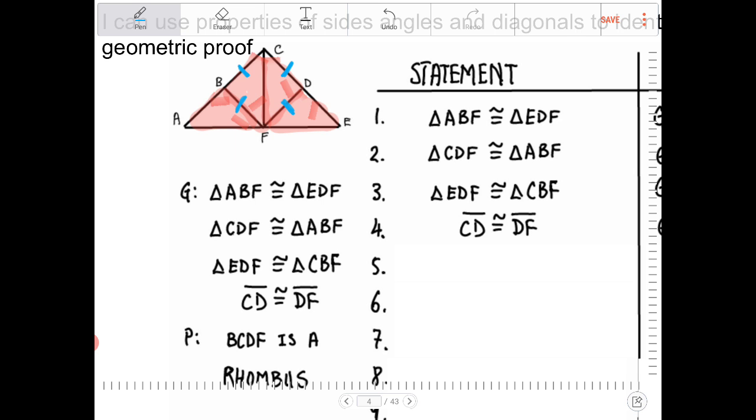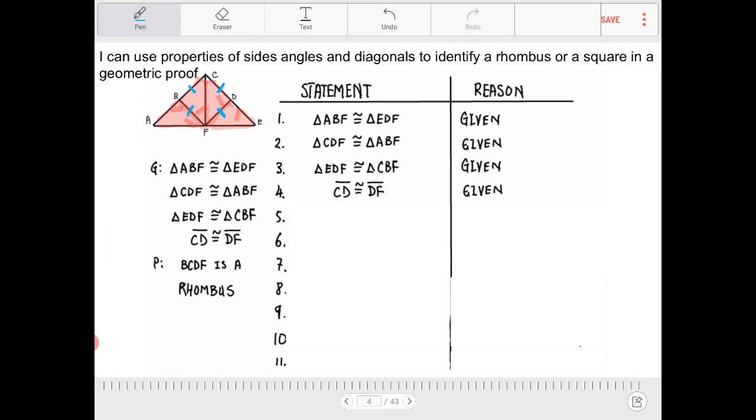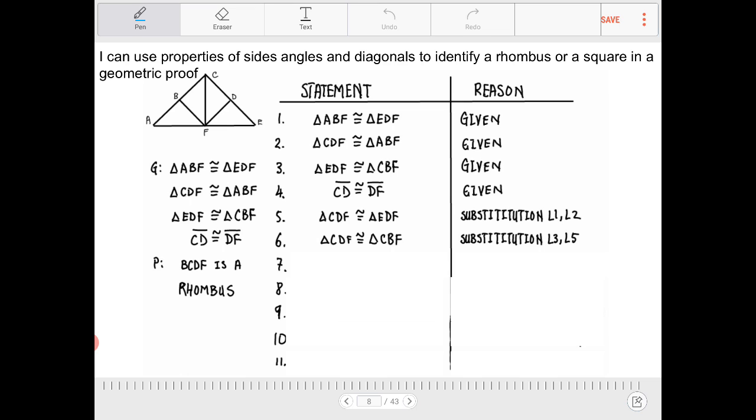Now, how do we describe all this? The first thing is we try to link all the different triangles together. I can say that CDF is congruent to EDF because I'm performing a substitution between line 1 and line 2. That was one of the first things that we did. And then we also recognize that CDF is also congruent to CBF, because we performed another substitution between line 3 and line 5.